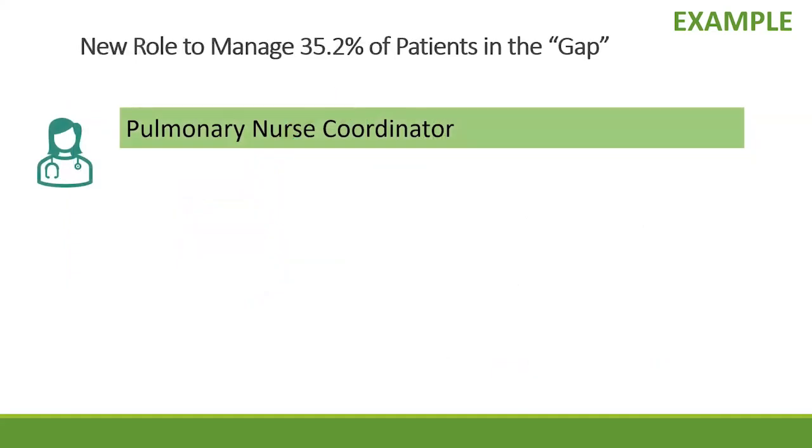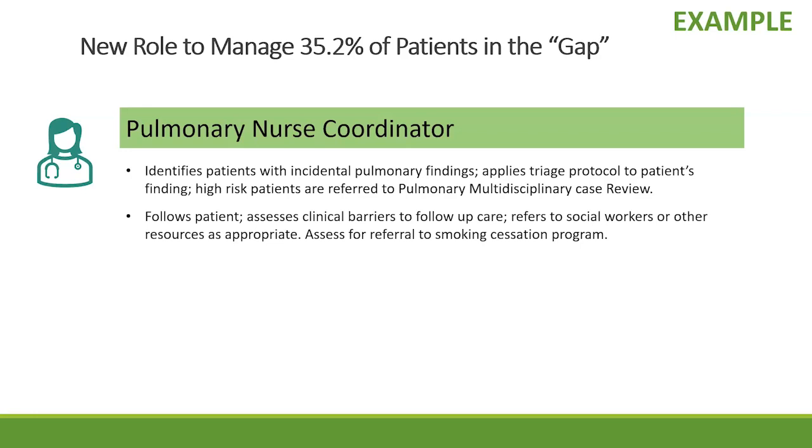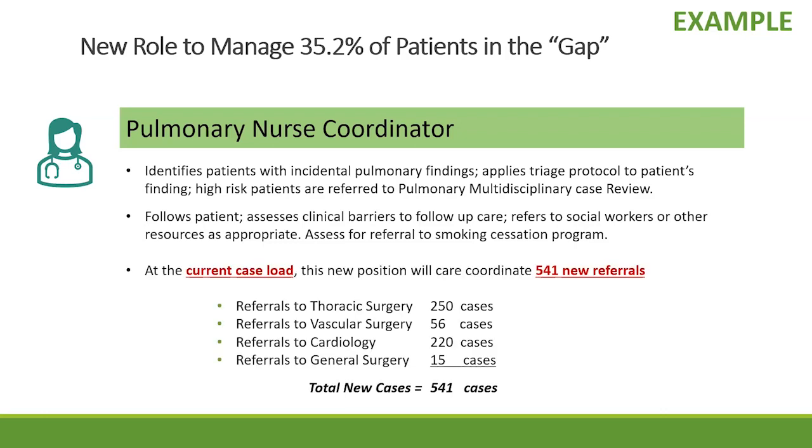So what I would ask from you is to allow us to create a new role to help us manage those cases. And that role would be a pulmonary nurse coordinator. Think of them as a navigator for pulmonary. This individual will help to identify which patients with these incidental findings are the higher risk ones and triage them, refer them to the right locations, make sure that they get a multidisciplinary case review on their particular case. They'll follow the patient, try to identify clinical barriers to follow up, and then assess them for additional needs that we can make the proper referrals for.